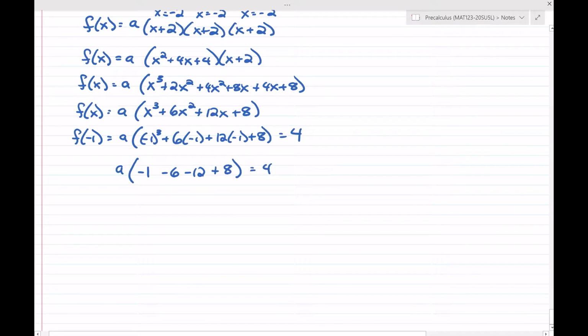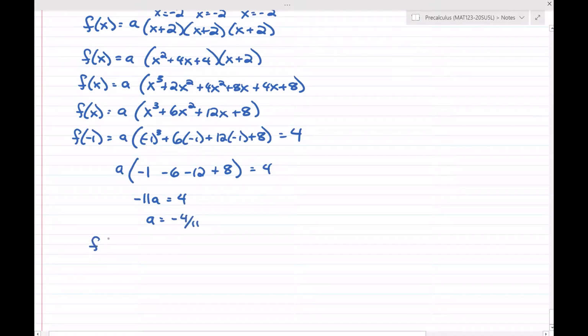-7 minus 12 is -19. So let's see what that is. I'll just use my calculator real quick. -19 plus 8 would be -11. So we get a is equal to -4/11.